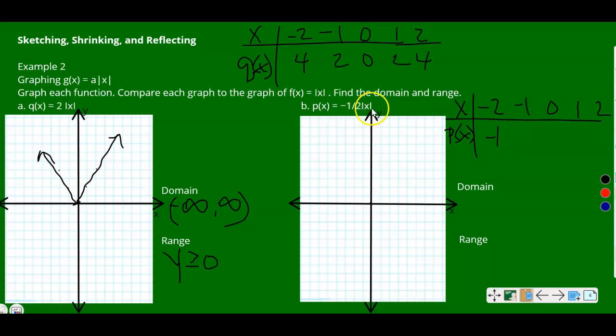And then we'll take negative 1 and plug that in, it becomes 1. 1 times negative 1/2 is negative 1/2. 0 times anything is 0. 1 times negative 1/2 is negative 1/2. And absolute value of 2 is 2. Negative 1/2 of 2 is negative 1. All right, this does say negative 1/2 here.